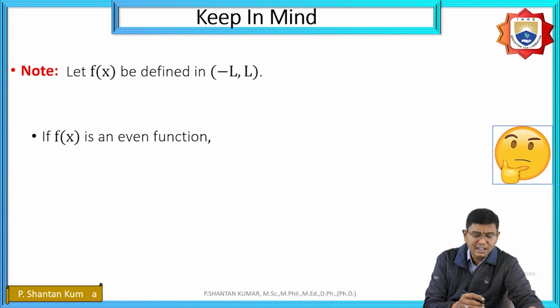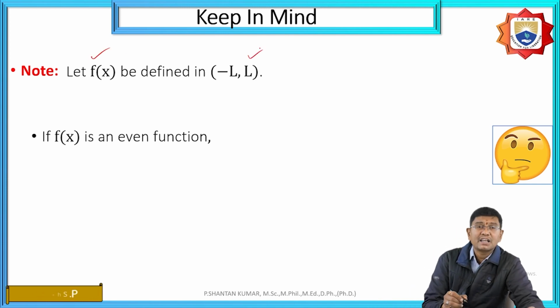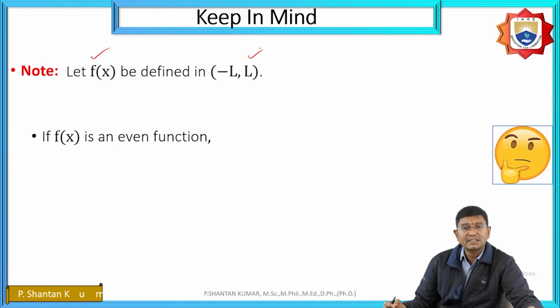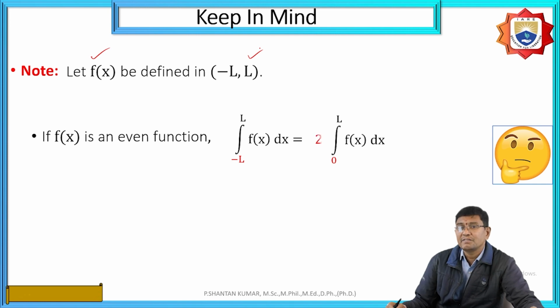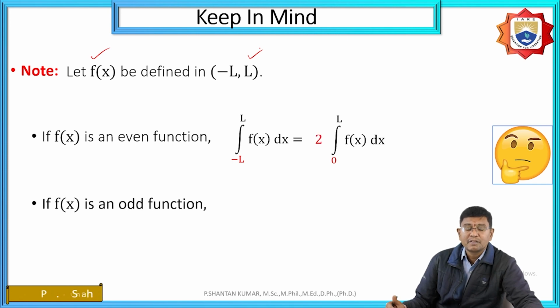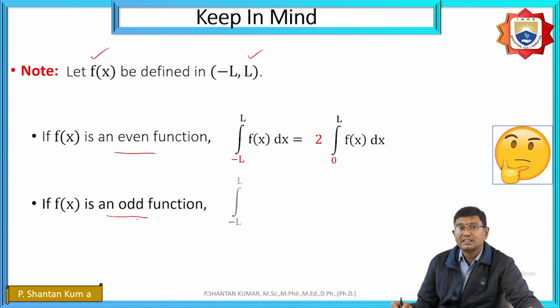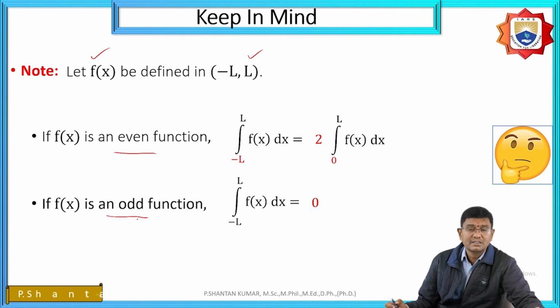Whenever f of x is given on an interval with limits minus L to L, this is fundamental and we need to remember: if f of x is an even function, the integration from minus L to L of f of x dx will be 2 into the integration from 0 to L of f of x dx. But in case the function is an odd function, between minus L to L, the integral of f of x dx is totally 0.